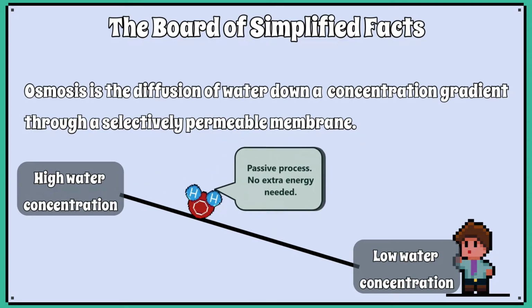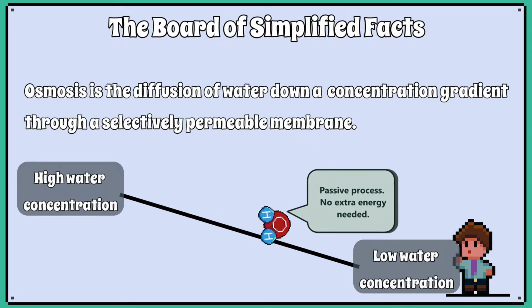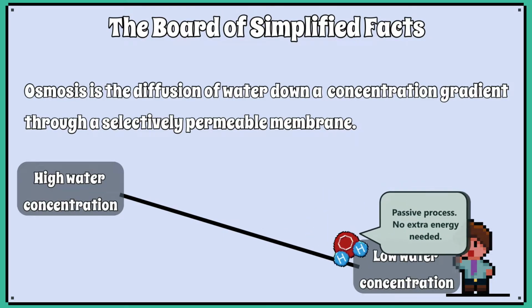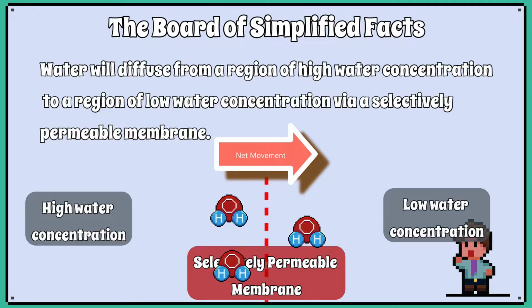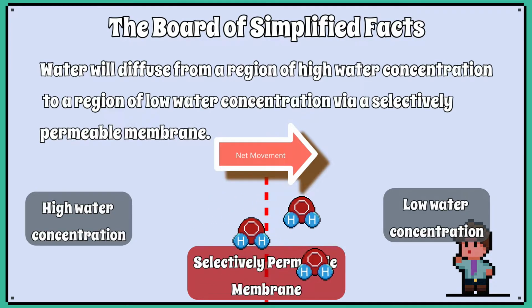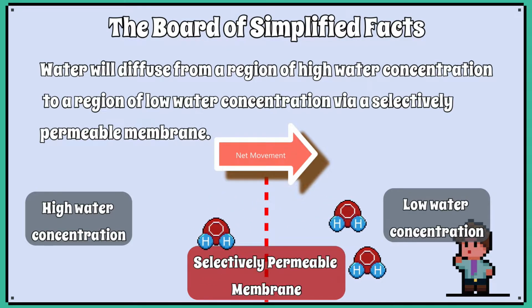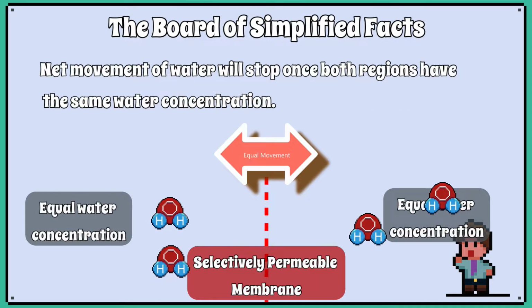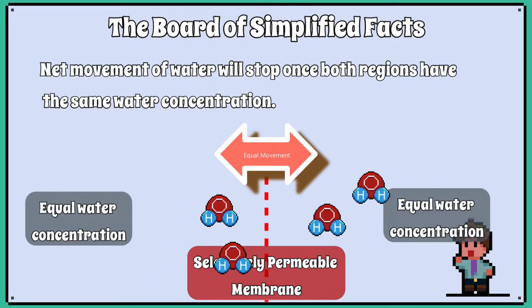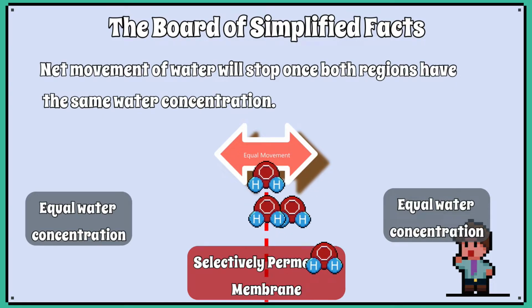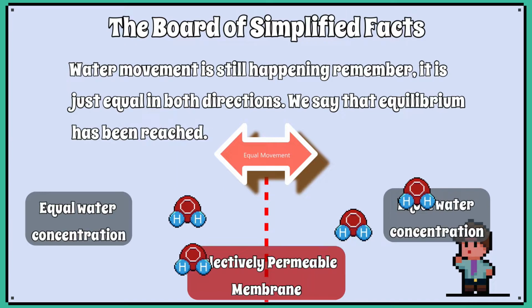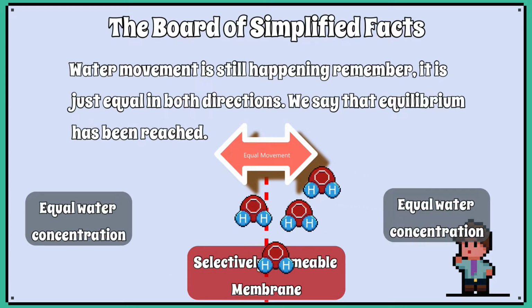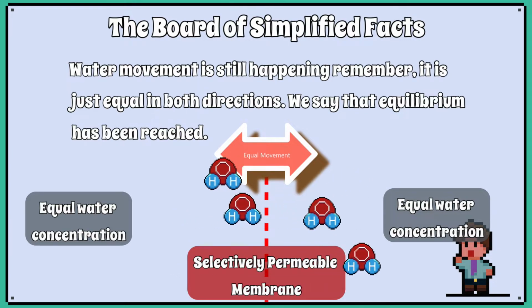Osmosis is the diffusion of water down a concentration gradient through a selectively permeable membrane. Water will diffuse from a region of high water concentration to a region of low water concentration by a selectively permeable membrane. Net movement of water will stop once both regions have the same water concentration. Water movement is still happening, remember, it is just equal in both directions. We say that equilibrium has been reached.